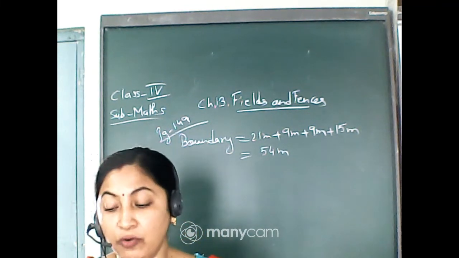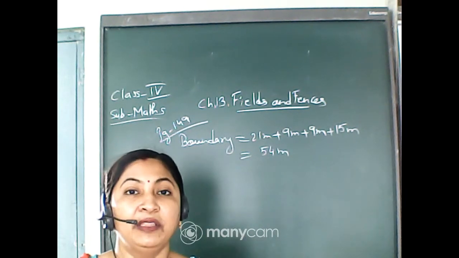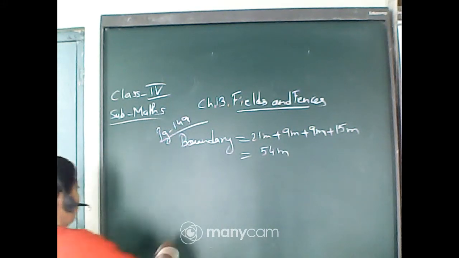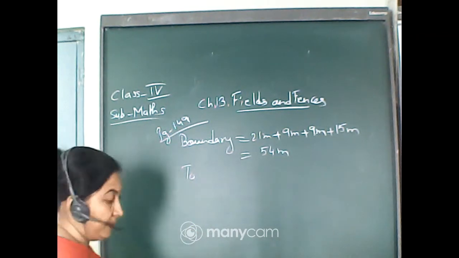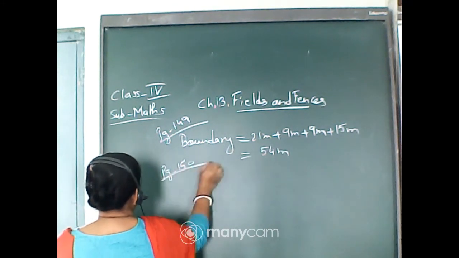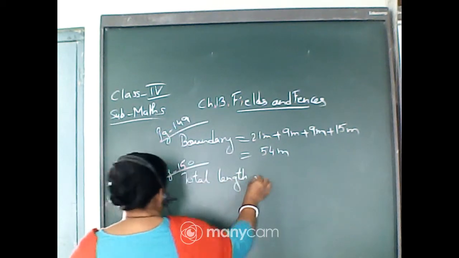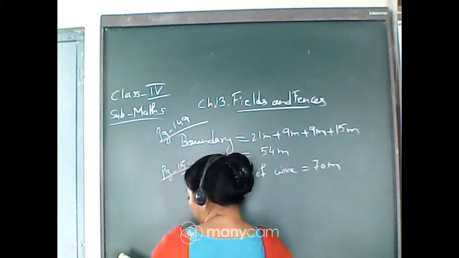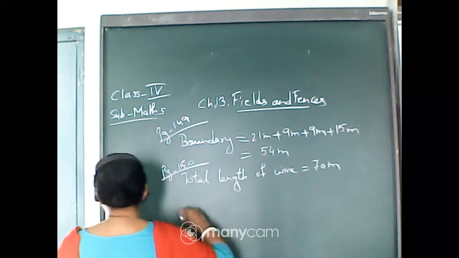Now you have to find out how much wire Rahmat gave to Ganpat. You have to find it out. See, first of all, the total length of the wire. This is page number 150. You will write: total length of wire is equal to 70 meter. It is given here as 70 meter, but the perimeter of the field is 54 meter. So what will you write?